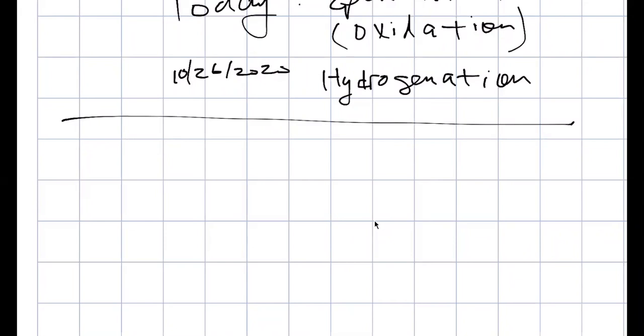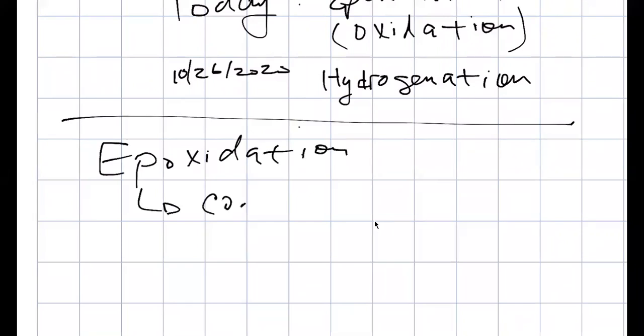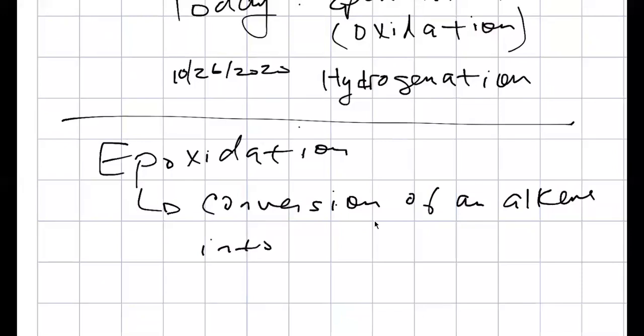So what is an epoxide? Right. So epoxidation is conversion of an alkene into a cyclic ether. Cyclic three-membered ether.